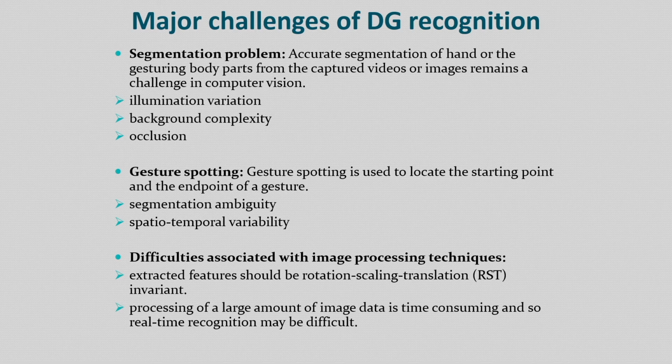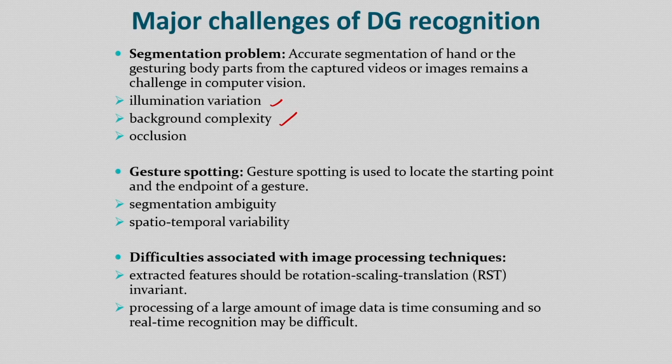Now again I am explaining the major challenges of dynamic gesture recognition. The first problem, already explained, is the segmentation problem. For this we have to consider the illumination variation and the complex background, and also the problem of occlusion. In this case self occlusion is very important. That means occlusion between the fingers, and occlusion between the two hands. Suppose I consider two hands, that occlusion also we have to consider.